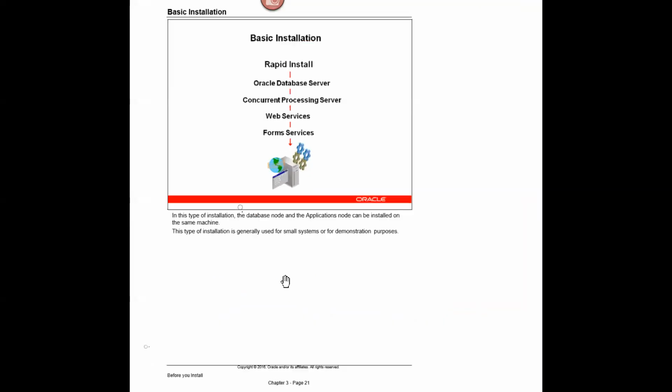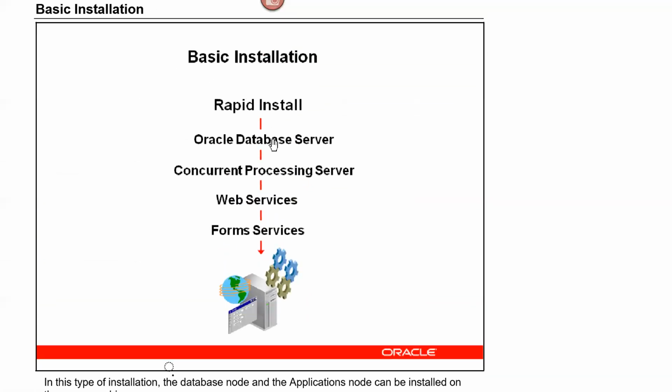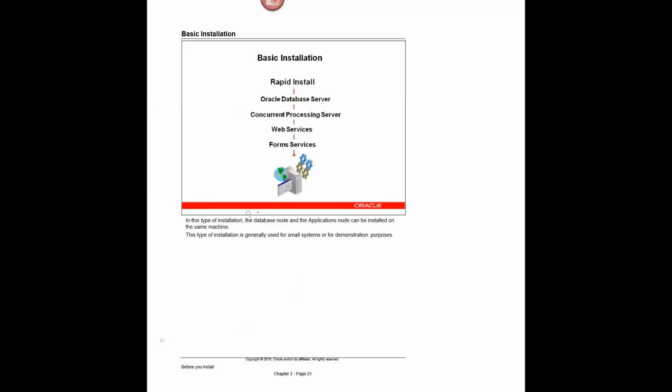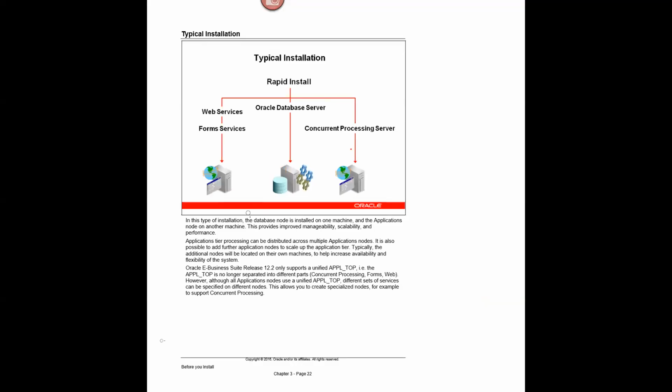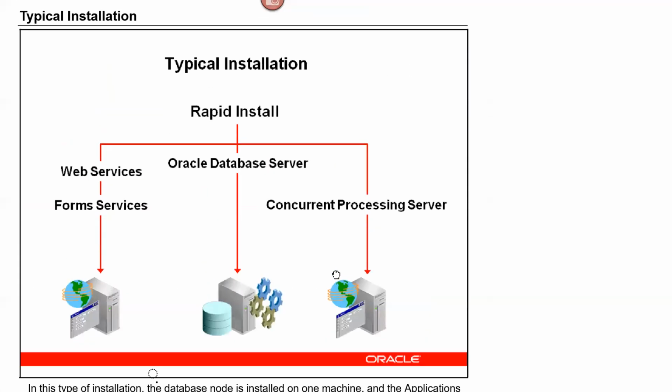The simple installation we are doing is a single node installation, where we install the database server, the concurrent processing server, the web services, and the forms services on the same machine. This week we have to be comfortable with this. Next week we go with the advanced installation. But this week we need to complete this installation, then you can take up the little more advanced installation.